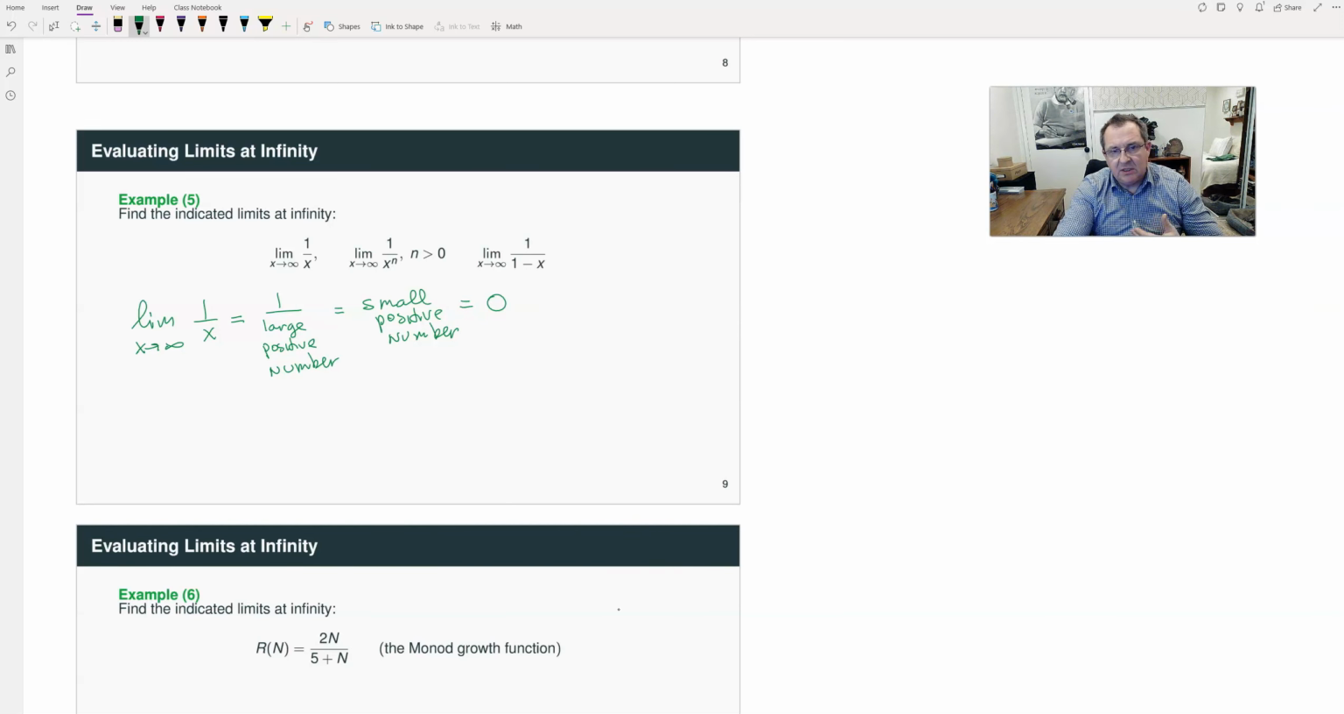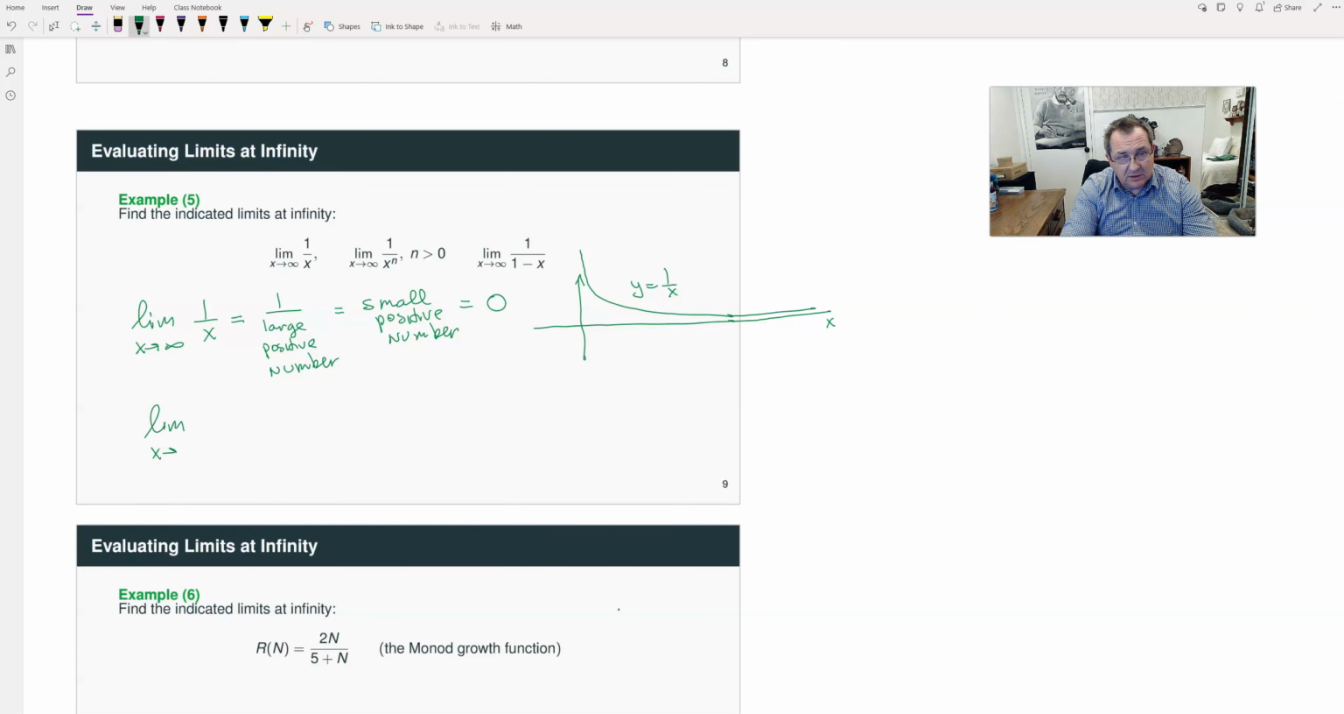If we would like to see a different confirmation for that fact, we can look at the graph. We know that the graph of the function y equals 1 over x will approach the x-axis as x goes to infinity. And that's another way to convince ourselves that the limit of 1 over x is 0. You can make that statement mathematically precise, but it's probably a little too much for the sake of this class. Let us consider our next example.